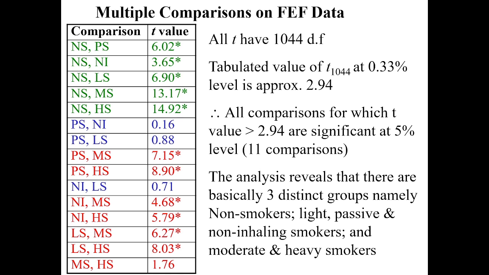And if you look further at the detailed data, this analysis reveals there are basically 3 distinct groups. All the green ones are comparisons of non-smokers with the rest. So there are 5 comparisons, non-smoker versus the rest, and all are significant. So that means non-smokers are one specific entity.